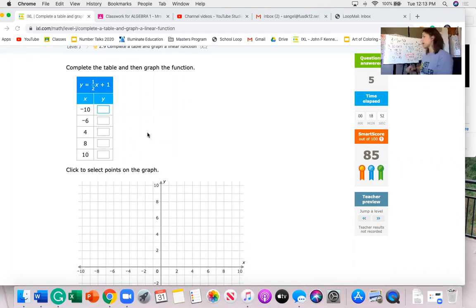Our function is y equals 1/2 x plus 1. So you will have to deal with some fractions here, which is good because fractions are here to stay. You must have a good solid foundation with fractions to go into Algebra 1. So our function is 1/2 x plus 1, and we are plugging in -10, -6, 4, 8, and 10. If you want to pause this video and try it on your own, go ahead and do so now.